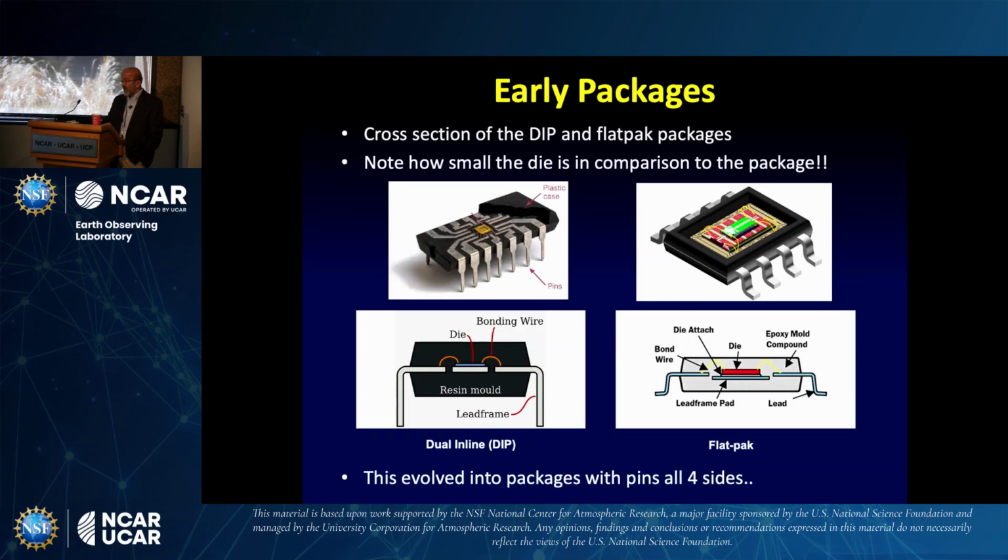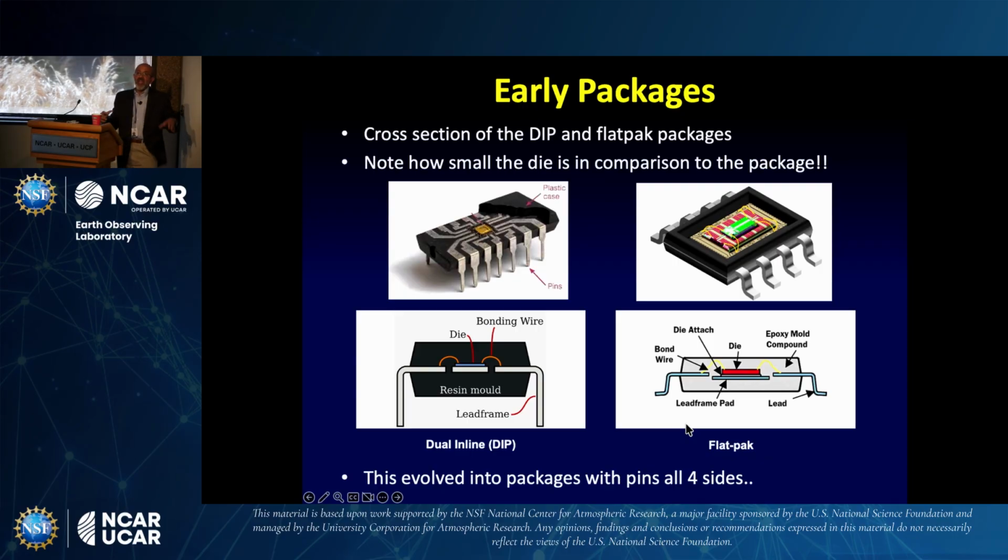So these were early packages, and of course, if you looked at a cross section of the same packages, you can see the die right there, which is a really small thing. And then the package is this big blob around it. The die has very thin wires called bond wires that connect the terminals on the chip to the pins of the package and so on. And that's true for both the packages, the flat pack or the dual inline package.